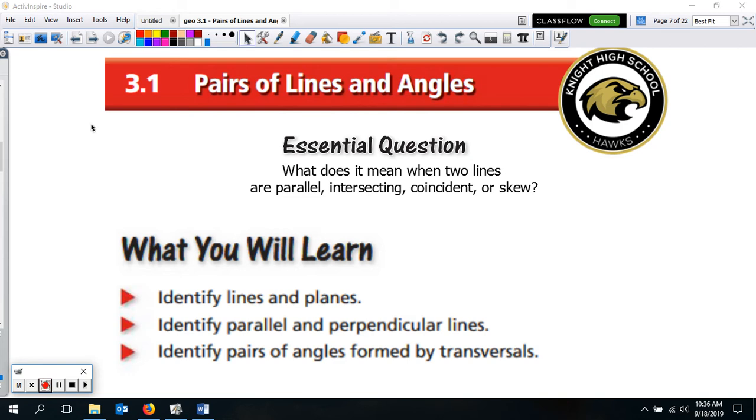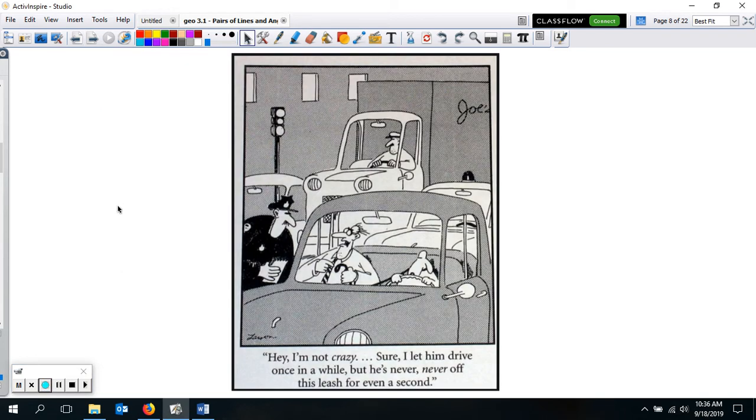Alright, so let's go ahead and look at a quick cartoon of the day. So here we go. A little Far Side cartoon. The guy in the car says, "Hey, I'm not crazy. Sure, I let him drive once in a while, but he's never off this leash for even 1 second." The dog's driving in the driver's seat.